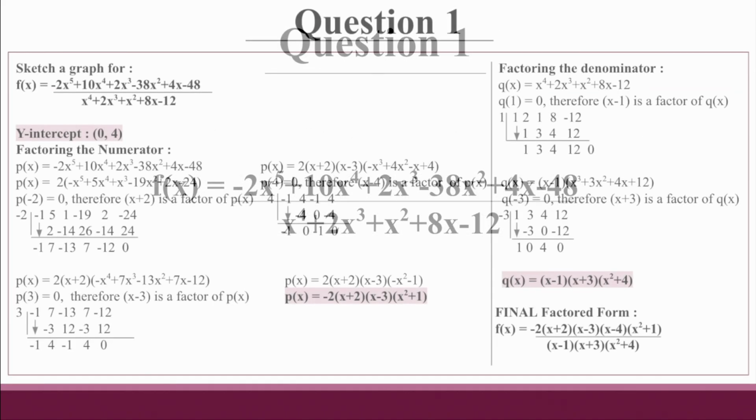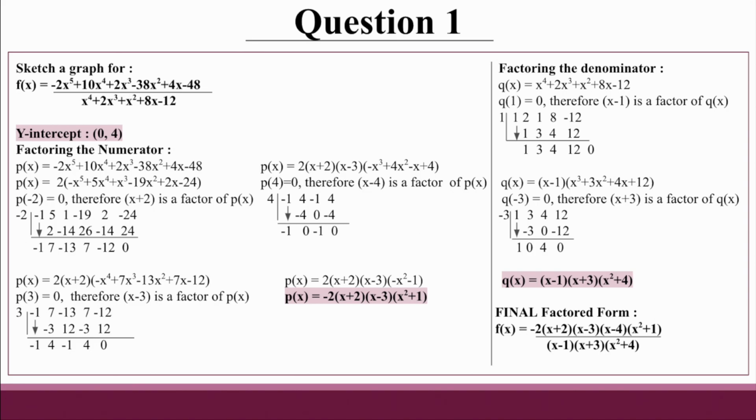So the first step is to find the y-intercept. The constant term in the numerator is negative 48 and in the denominator is negative 12. Negative 48 over negative 12 is equal to 4, so the y-intercept is (0, 4).